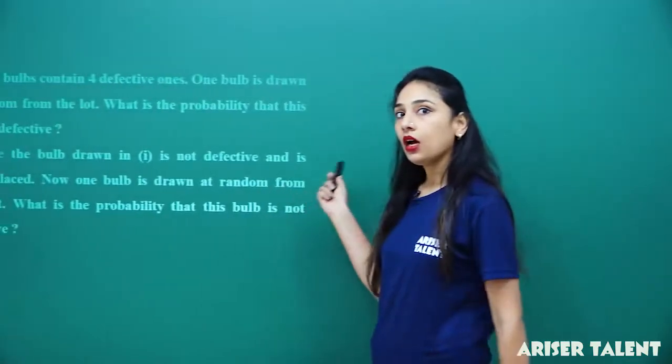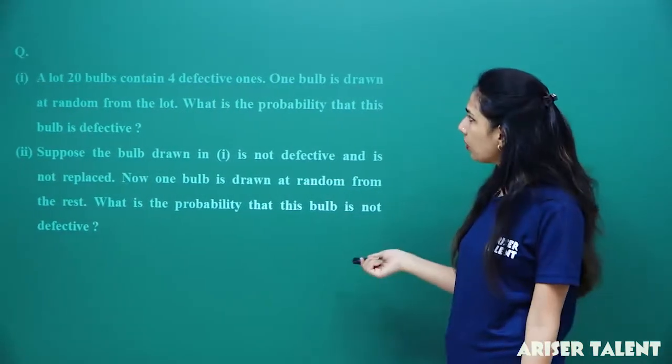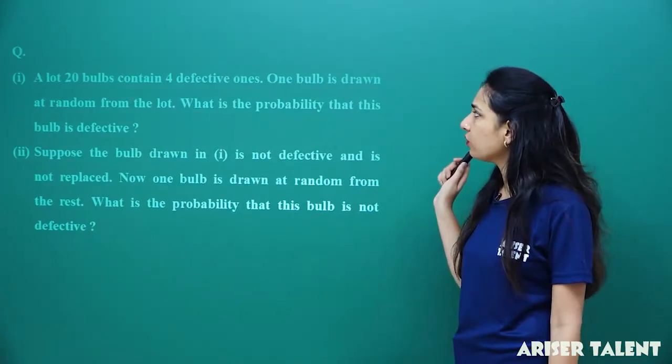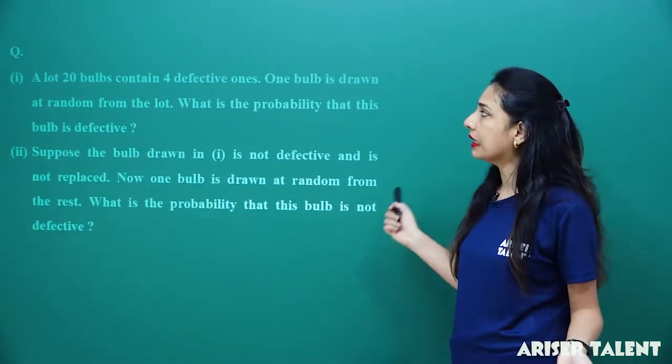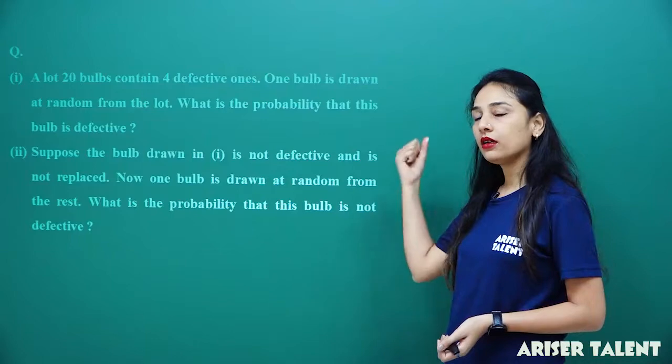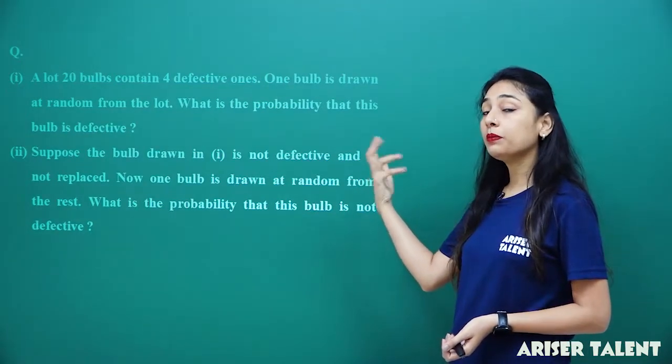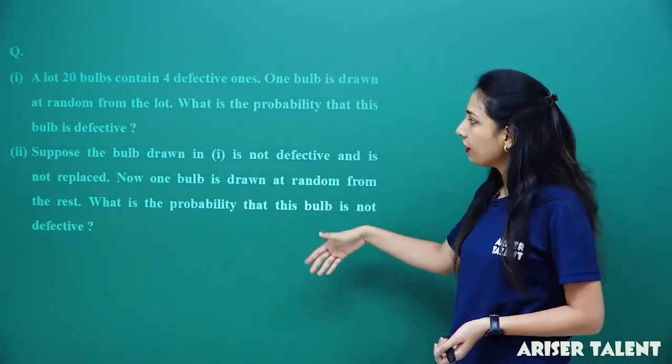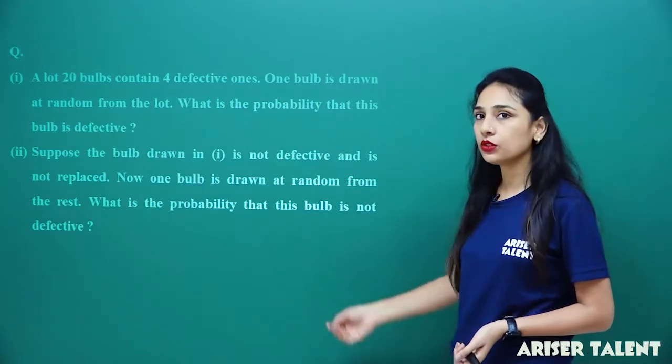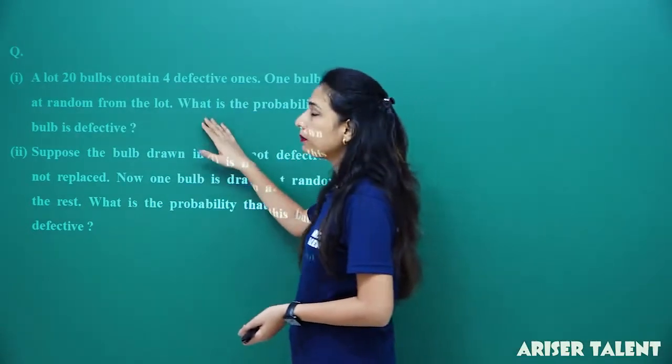Students, we are discussing the probability chapter, and in that chapter I have given you one question related to bulb lots. We have some defective ones and some normal ones, and we are drawing a random bulb from that, and then we have to find out the probability in the second one too. So there are two parts, part 1 and part 2.